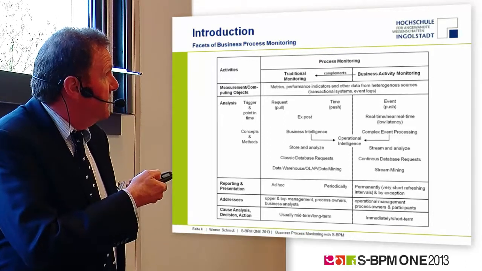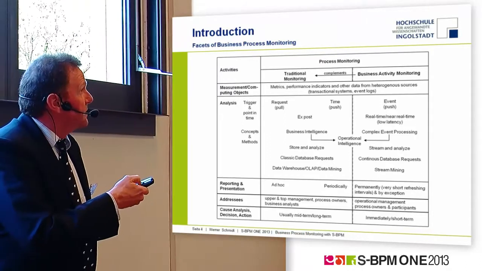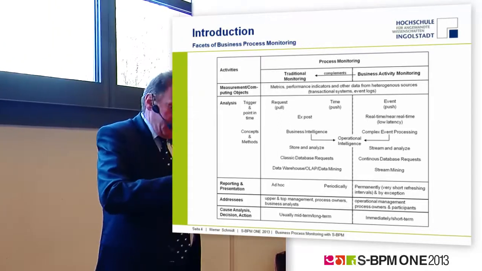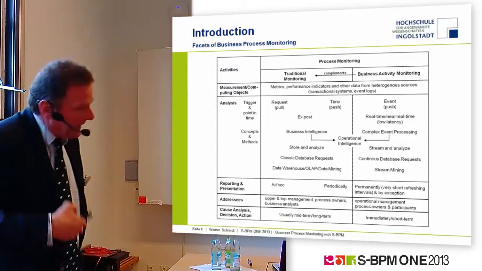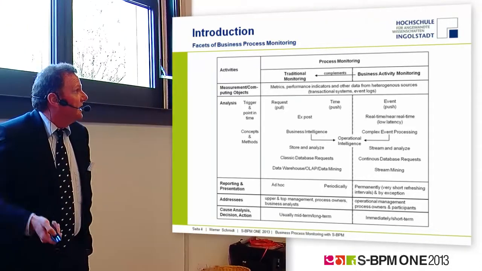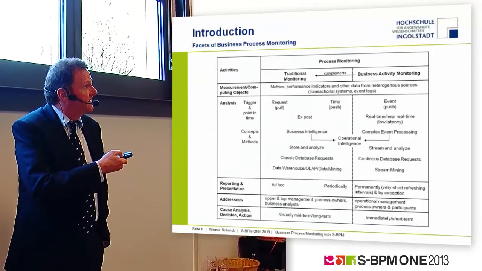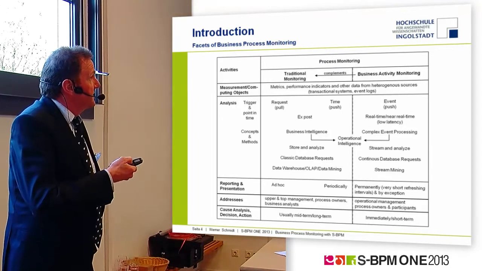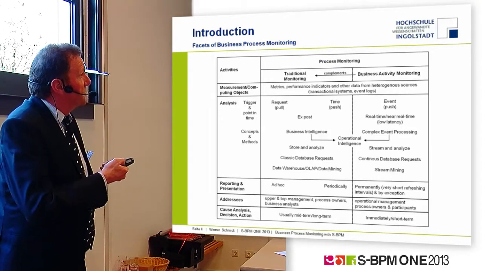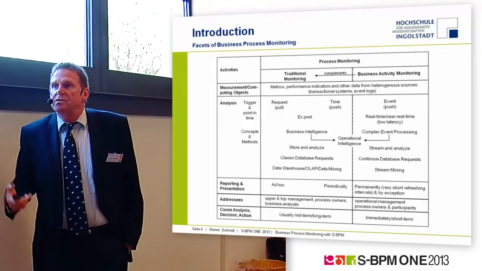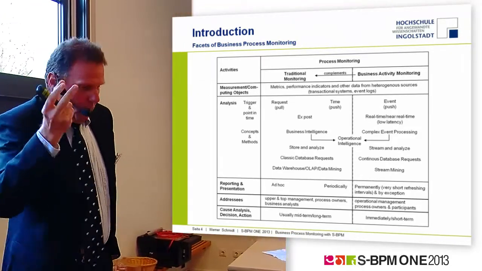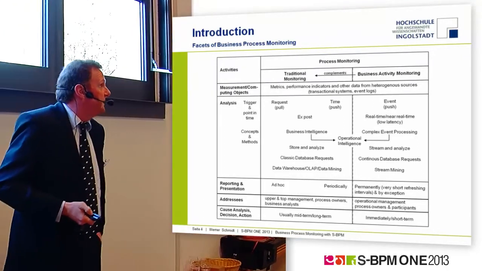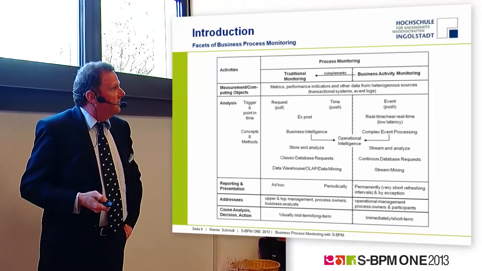Analyzing methods on the left relate to this ex post thing in time. Usually you store events, things occurring, and then after a certain time you analyze them with classical database requests and data warehouse technology. On the business activity monitoring side, the term is not store and analyze but stream and analyze, because you always query this event stream in order to find those events occurring in the stream or in an event cloud.